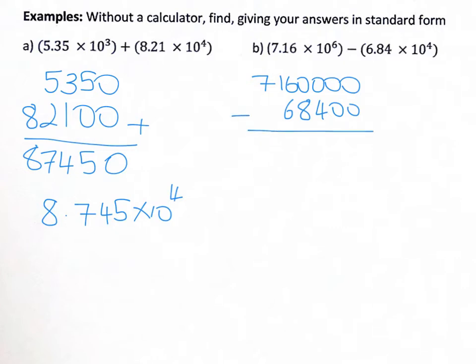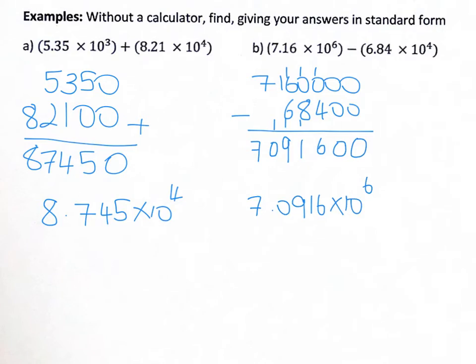So 0 take away 0 is 0. 0 take away 0 is 0. 0 take away 4 we can't do, so we'll go 1 up, 1 down. 10 take 4 is 6. 0 take 9 we can't do, so it's 1 up and 1 down. 10 take 9 is 1. 6 take 7 we can't do, so 1 up and 1 down. So we've got 16 take 7, which is 9. 1 take 1 is 0. 7 take nothing is 7. So it's 7.0916 times 10 to the power of 6.